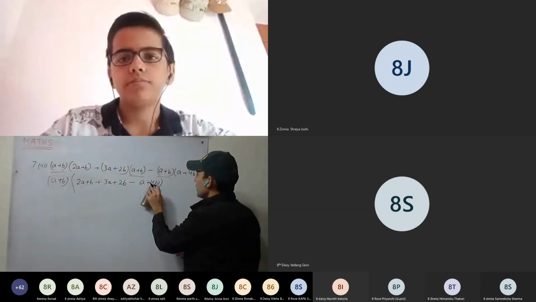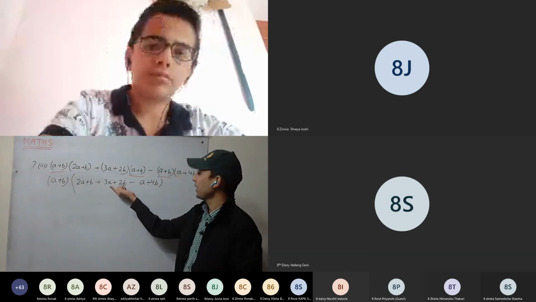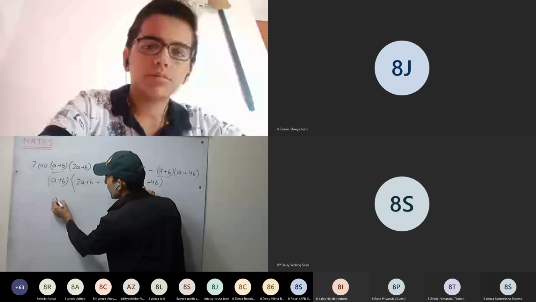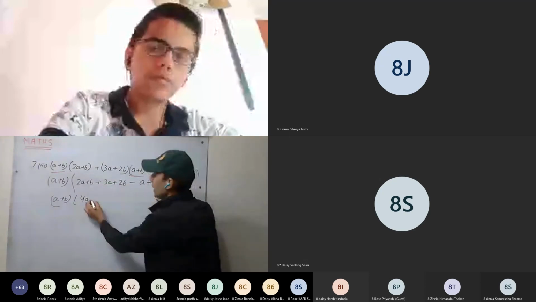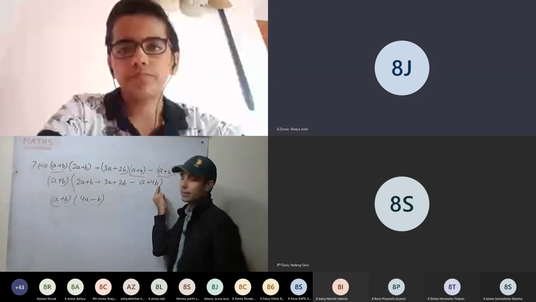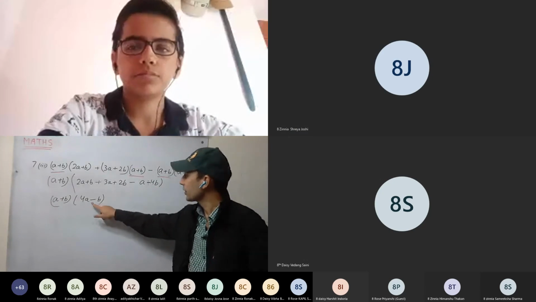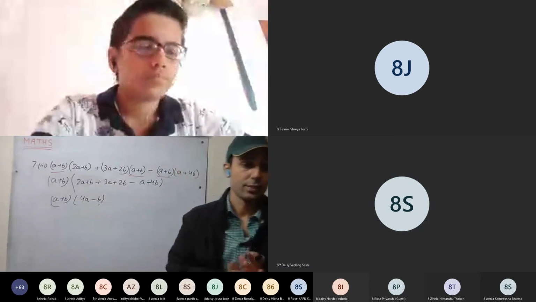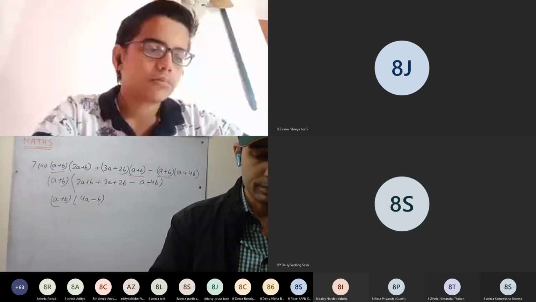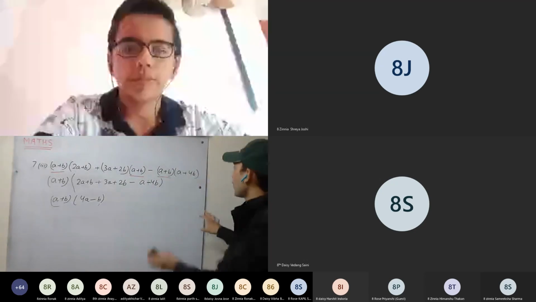Now solve it further. So 2a plus 3a, 5a minus a, 4a. b plus 2b, 3b minus 4b. 4a minus b. This is the answer. Is this clear? Any further common factor? There is no further common factor, so we stop here. Okay. So rest of the exercise, only 2 questions are remaining. You do as homework.